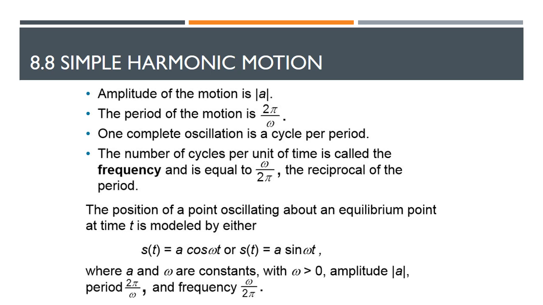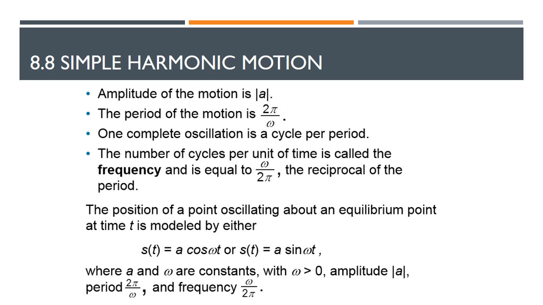We've talked about amplitude before. In a sine curve, it represents half the distance from the lowest to the highest point, or the distance from the middle to the highest point. The period of the motion is 2 pi over omega. One complete oscillation is a cycle per period. The number of cycles per unit time is called the frequency. So how many cycles go by in whatever unit time is, a second, a minute, an hour, is the frequency. And you find that by doing omega over 2 pi, which is the reciprocal of the period.